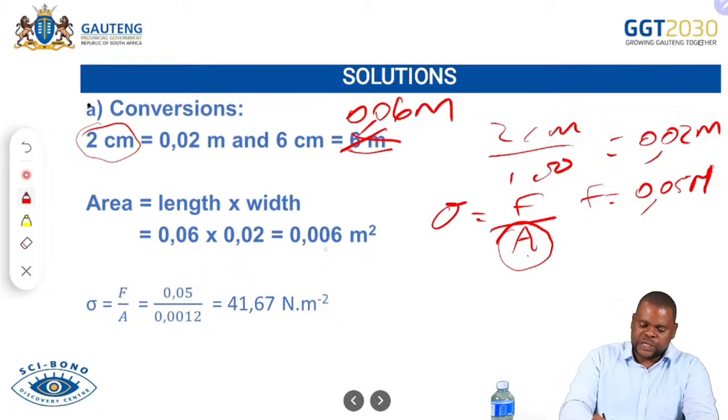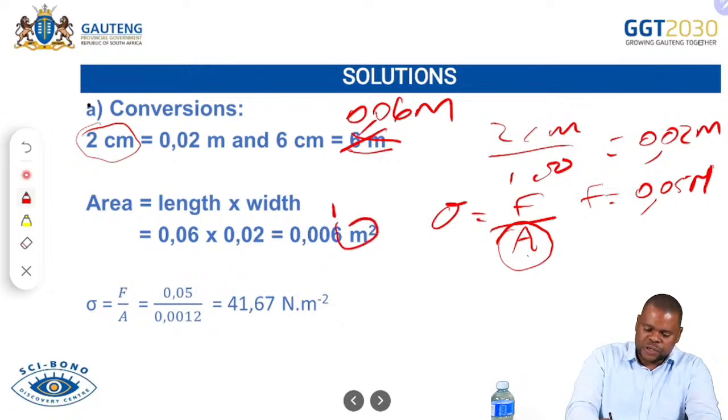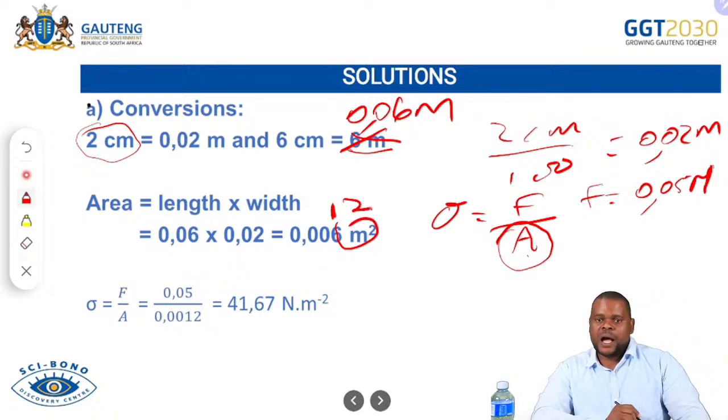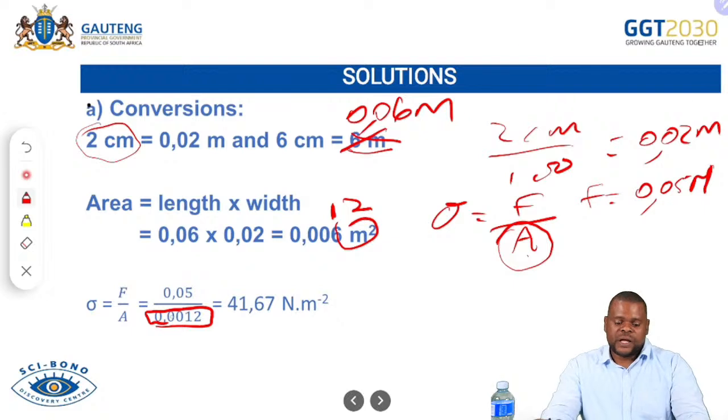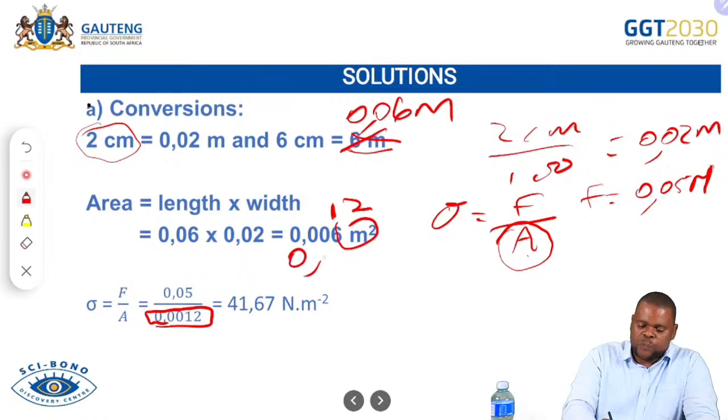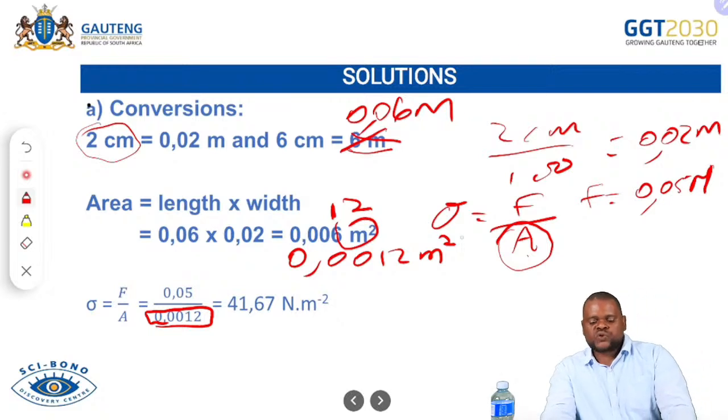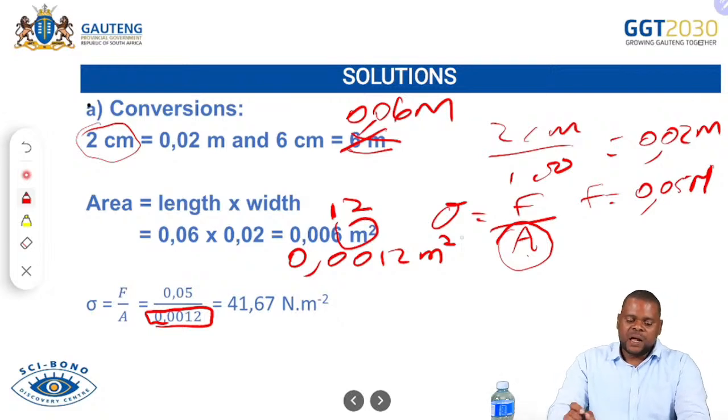It's supposed to be 0.0012. This is wrong. It's supposed to be 0.012. Are we together, grade 12? You can see here we have a correct answer. The answer for the area now is what? The area is 0.0012 meter squared.